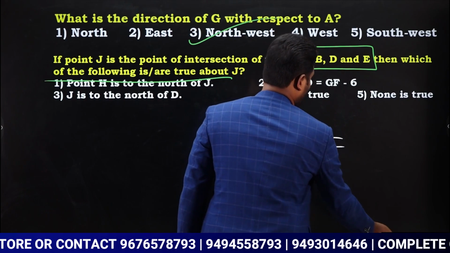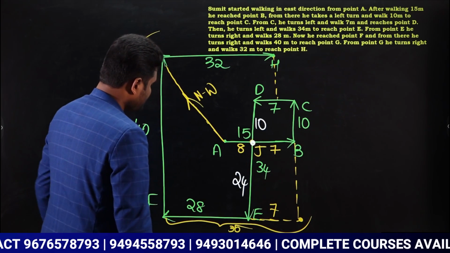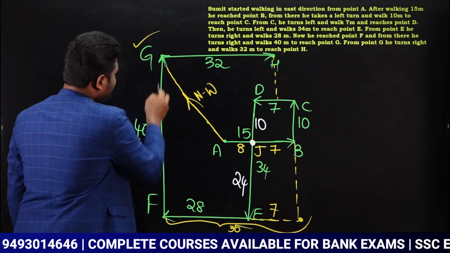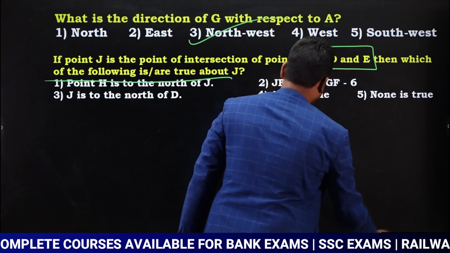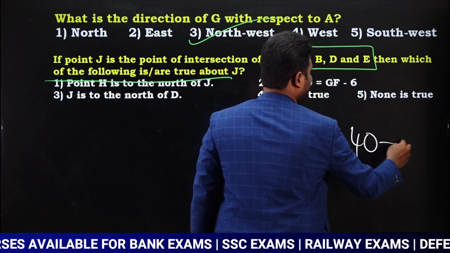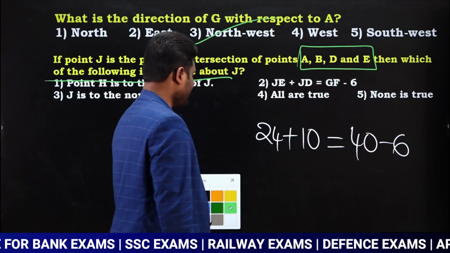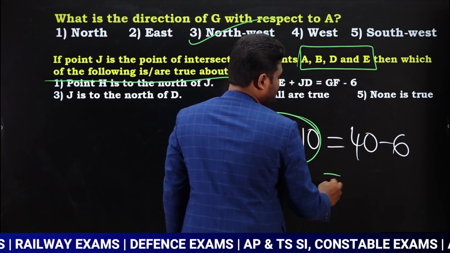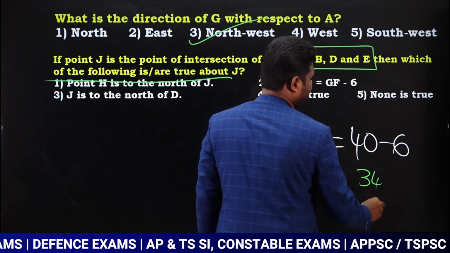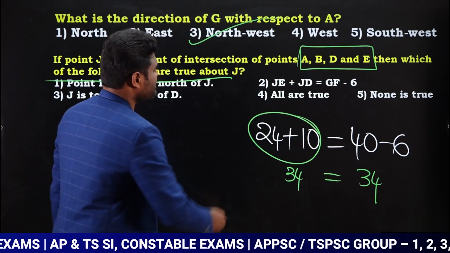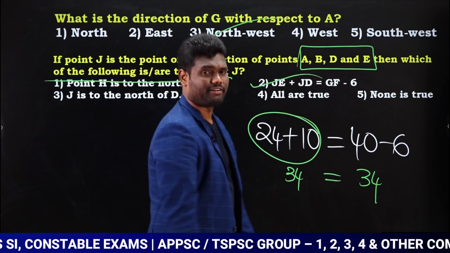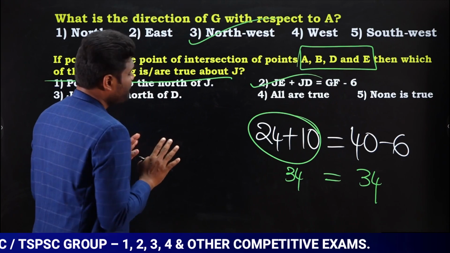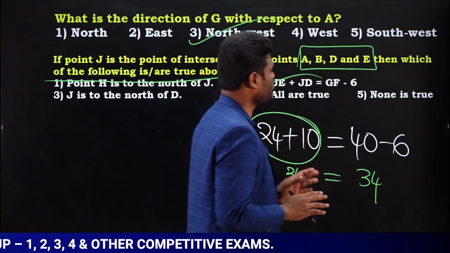Now this is equal to GF. What is GF? This is G. Where is F? This is F. So GF is nothing but 40. Now this is equal to 40 minus 6. Is this condition satisfied? Yes. 24 plus 10 is nothing but 34. Similarly, 40 minus 6 is nothing but 34. Condition satisfied. As the condition is satisfied, option 2 is going to be our answer. Is that clear? Very, very simple. Just representing is very, very important.